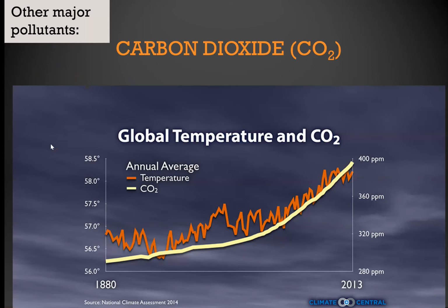Another major pollutant that's very obvious is carbon dioxide, and we know the major sources of carbon dioxide are burning fossil fuels, driving cars, etc. And you can see that as carbon dioxide in our atmosphere increases, so does the temperature on our planet. It's a greenhouse gas and it warms our environment, so we should be concerned about the amount of carbon dioxide we're putting into the air.